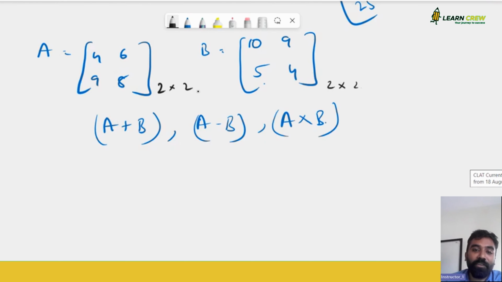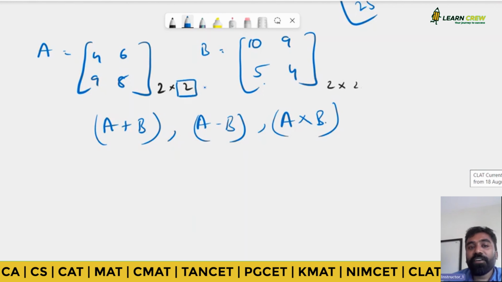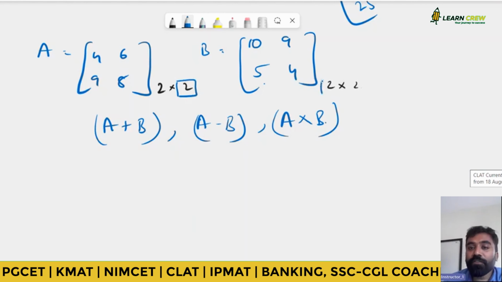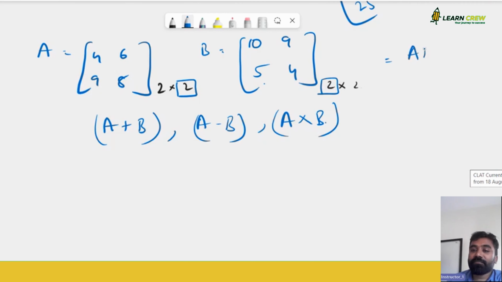And when you multiply, what should happen? When you multiply, the column and row should be the same, sorry. When you multiply the column of the first matrix and the row of the second matrix should match, and that will be the resultant. If it is AB, this is going to also be 2 cross 2.